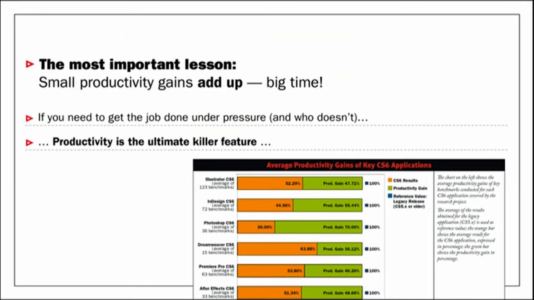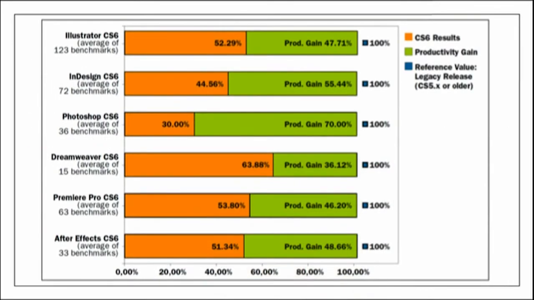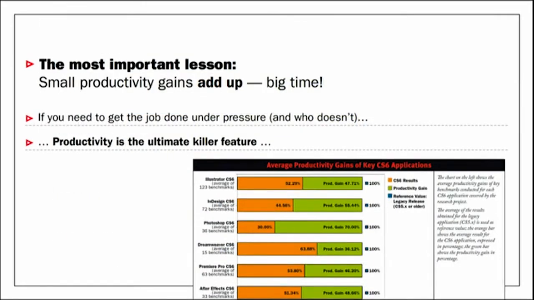So this is some of the results. These are average results from the same CS6 benchmarks, and you can see we have average for After Effects, Premiere Pro, Dreamweaver, and so forth. But the way these things add up is really important. Of course, you have to use the features. If you don't use the features, then it doesn't make you more efficient. But as I said before, productivity is the ultimate killer feature. I think that's a very important point.